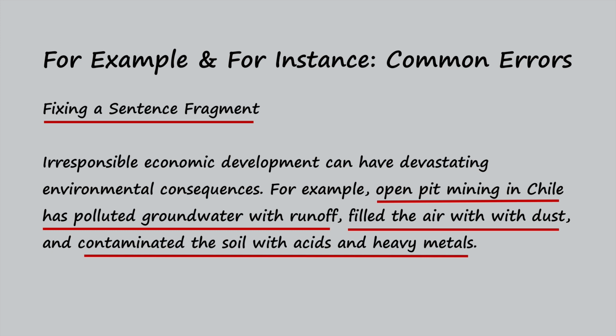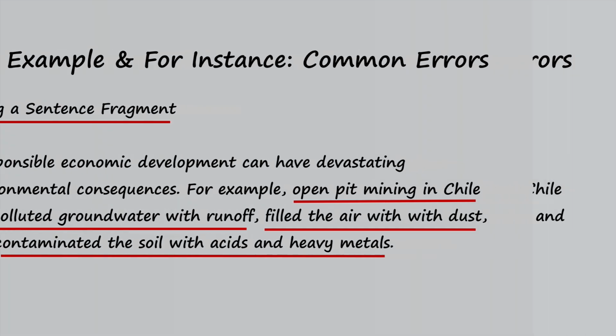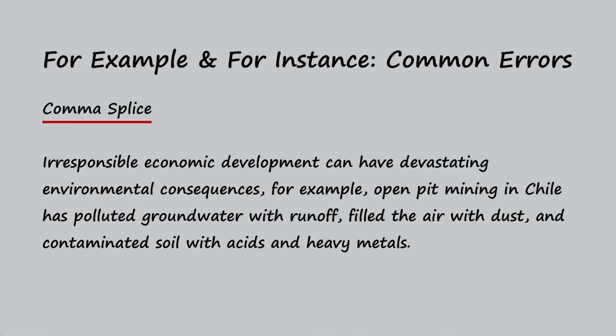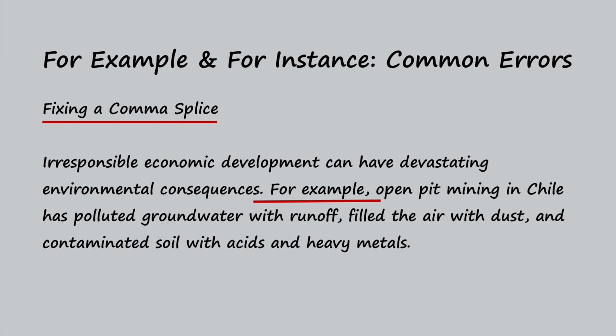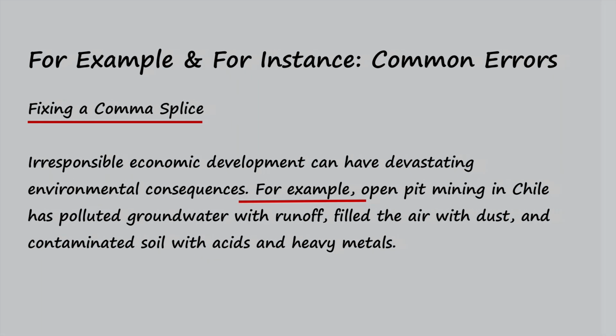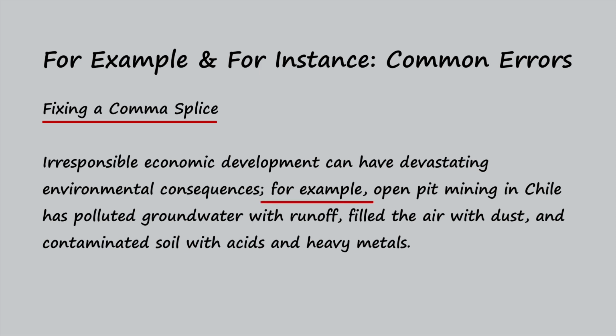The second common error with these words is the creation of a comma splice. In this case, 2 main clauses are joined together using a comma, or 2 commas, and a conjunctive adverbial. This error can be fixed in 2 ways. First, you can divide them into 2 sentences by putting a period after the first main clause and capitalizing the F in for example. Alternatively, you could use a semicolon instead of the period.